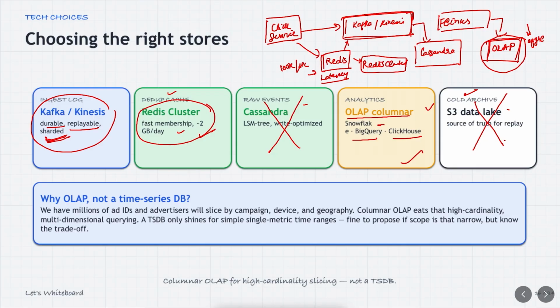There's another question that the interviewer can follow up with: we have millions of ad IDs and advertisers, sliced by campaign, device, and geography. So why columnar? Why not time series? Time series DBs have low cardinality, while columnar have high cardinality. That means columnar is where you can have multiple columns and you can query data using those multiple columns. So it allows high cardinality, multi-dimensional querying. Time series databases are mostly for single metrics, right? Columnar offers multiple columns and we can query over that.